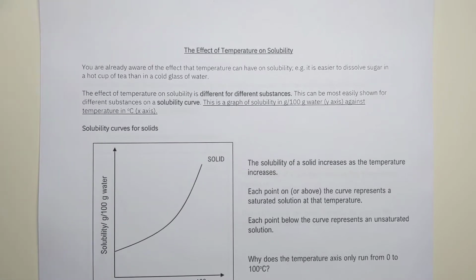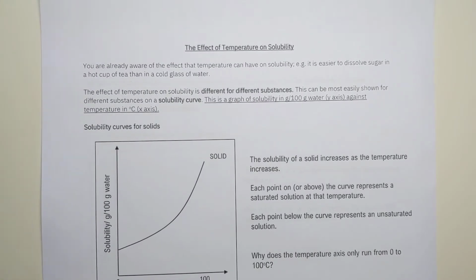Now what we start with is a wee sentence which you should be quite familiar with. You are already aware of the effect that temperature can have on solubility. What we mean by that is it's easier to dissolve sugar in a hot cup of tea than a cold glass of water. So for most solid substances, you're going to find it easier to dissolve the substance in a hot liquid than a cold liquid. And it's not just that it's easier to dissolve, you'll actually be able to dissolve more substance if it's a solid in a hot liquid than a cold liquid.